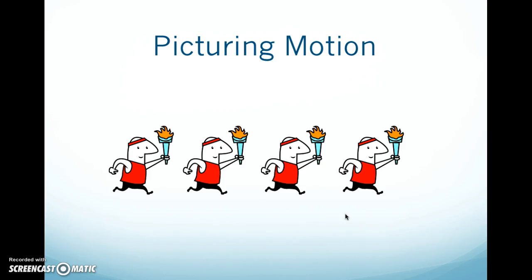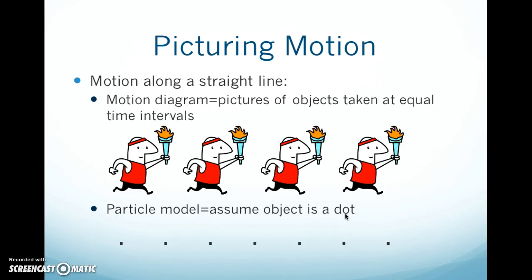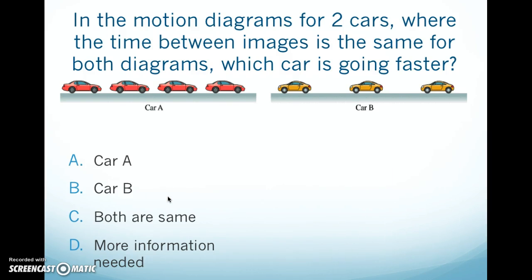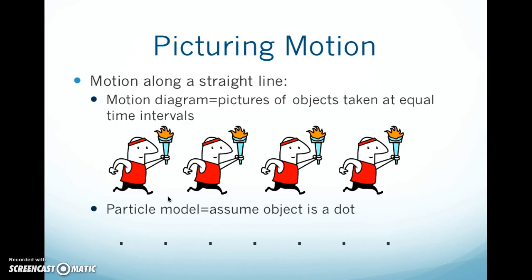But the idea here is that if we take a picture of something in equally spaced time intervals, we can see that this guy here is equally spaced. And so what that means is if I'm taking those pictures at equal time intervals, he's moving the same distance in the same amount of time. So he's moving at a constant rate.